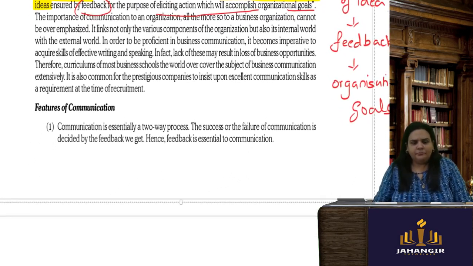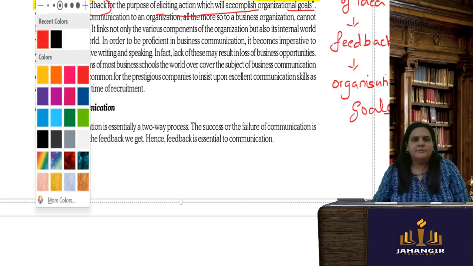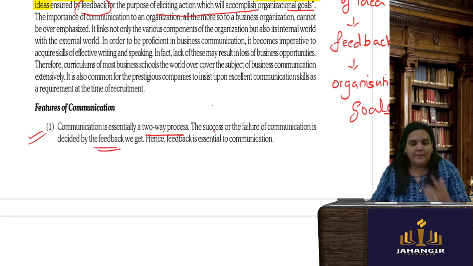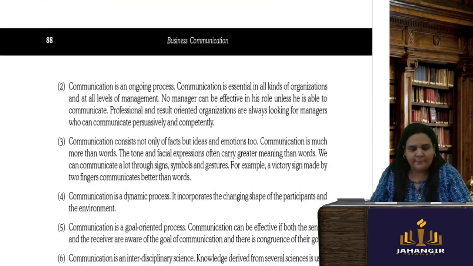So features, coming quickly, since we know now what business communication is, what are the features of business communication? First one, communication is a two-way process. Okay, so the success or the failure of communication is decided only based on the feedback. So today if I am communicating, I will obviously need your feedback, whether you have understood what I am teaching you. So this is the most essential part of communication, feedback.